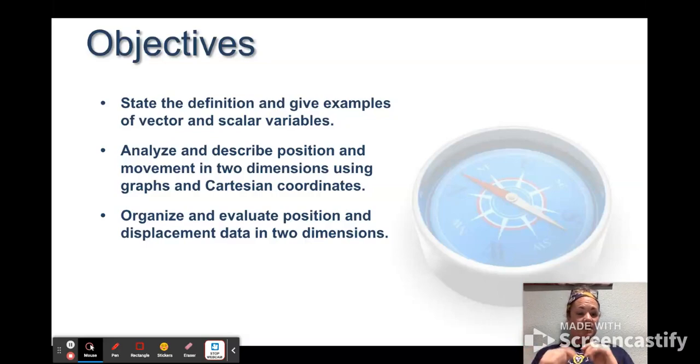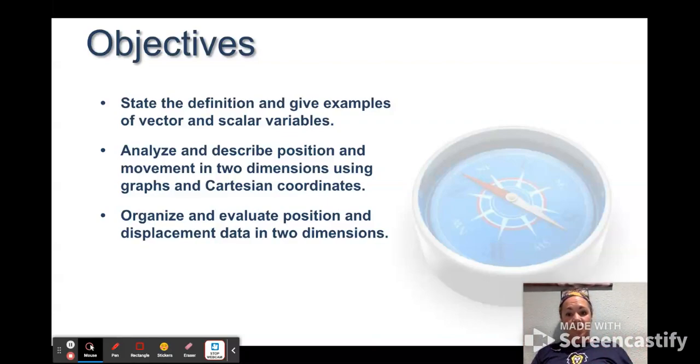Go ahead and write at the top of your page the title: vectors. You can jot these objectives down, or you can just listen and think about what you're supposed to get out of this lecture. We want to be able to state the definition and give examples of vector and scalar variables. So not only being able to cite that definition, but to recognize some examples, come up with some, or recognize them from a group of different situations and be able to say, oh, that's a scalar, that's a vector. So really being able to apply that definition.